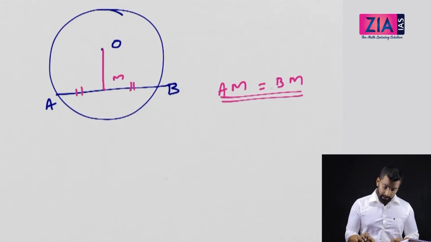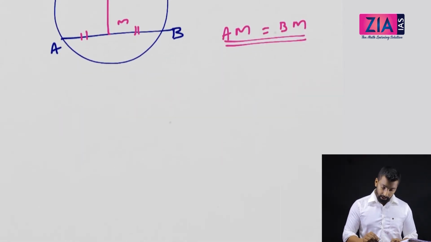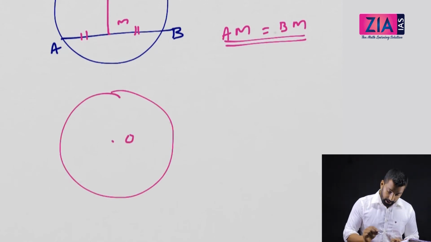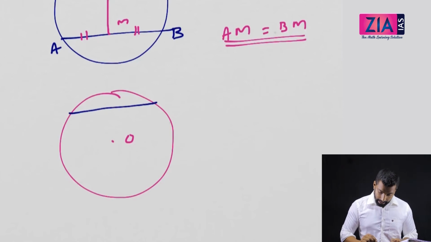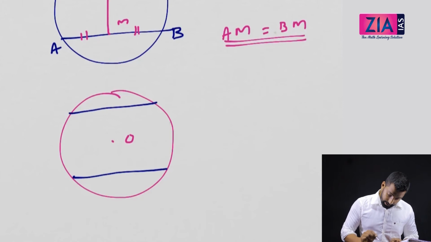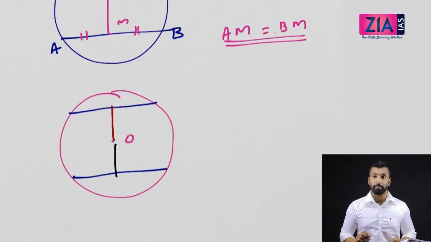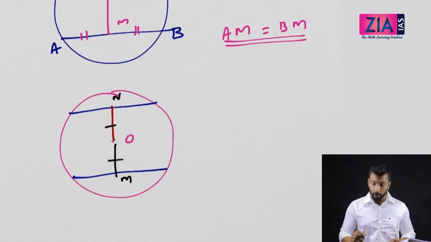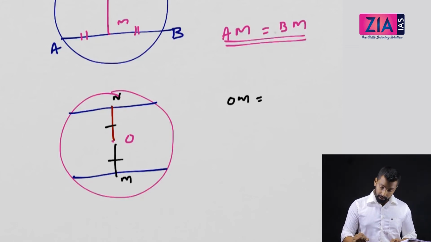One more property is basically an extension of the same thing. Take a circle, and let's keep O as the center. Now take two secants at the same distance from the center. That means this distance and this distance are both the same. If you want, you can name them M and N. So ON and OM are the same. OM is equal to ON.